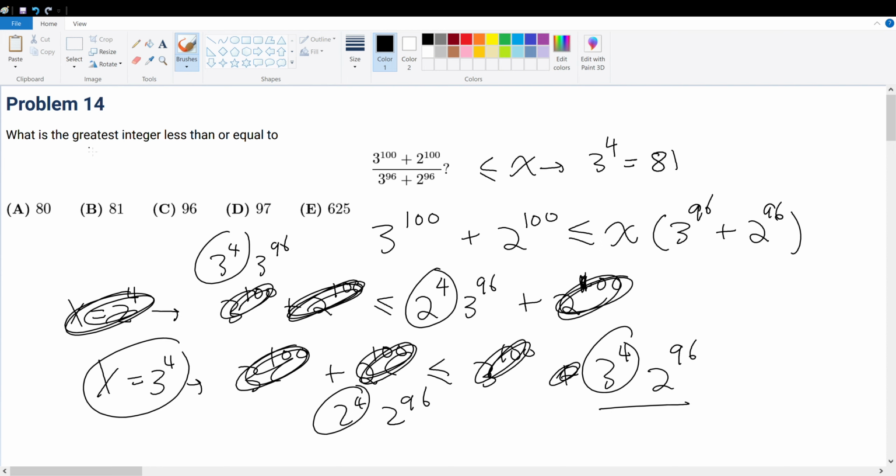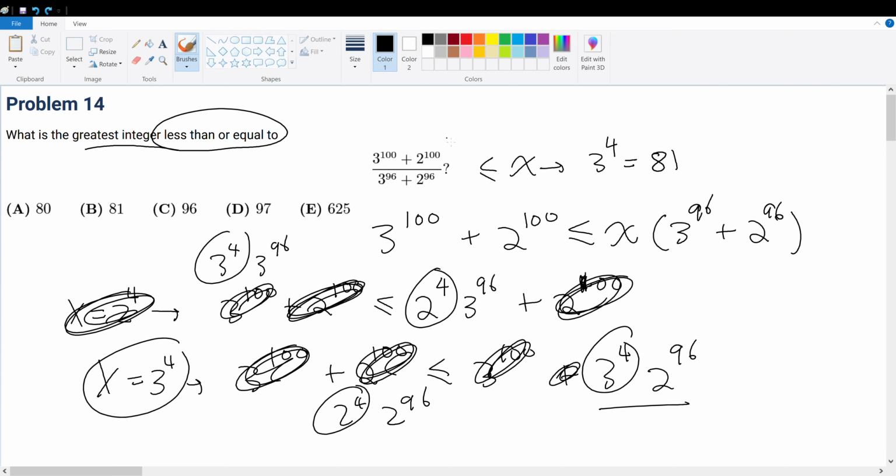Now, what is the greatest integer less than or equal to? Well, less than or equal to means it has to be 81. But the original value x, right? Let's consider x, because 3 to the 4, is that the precise value? Is 81 really the exact value of this division?